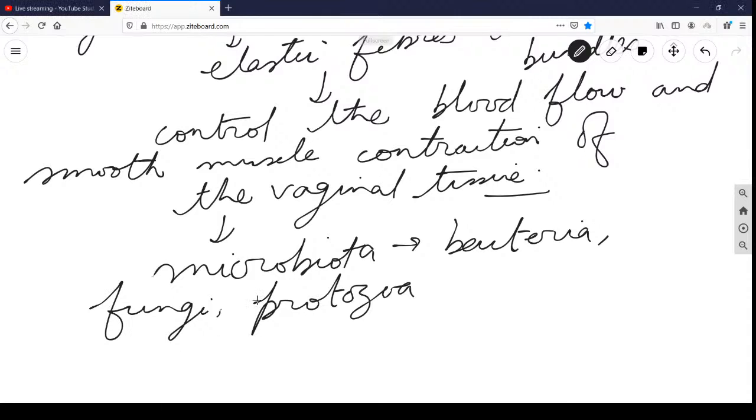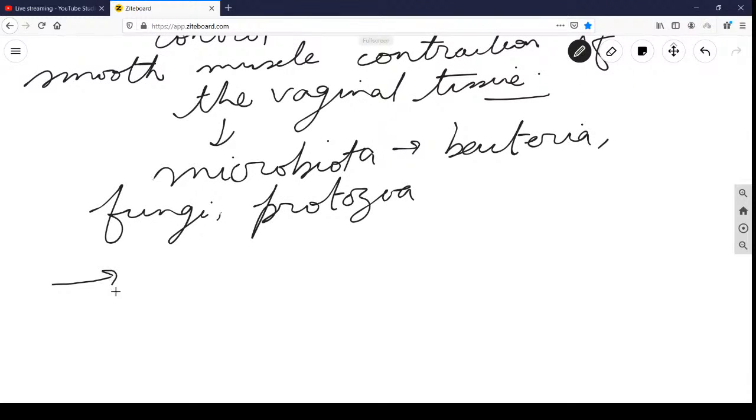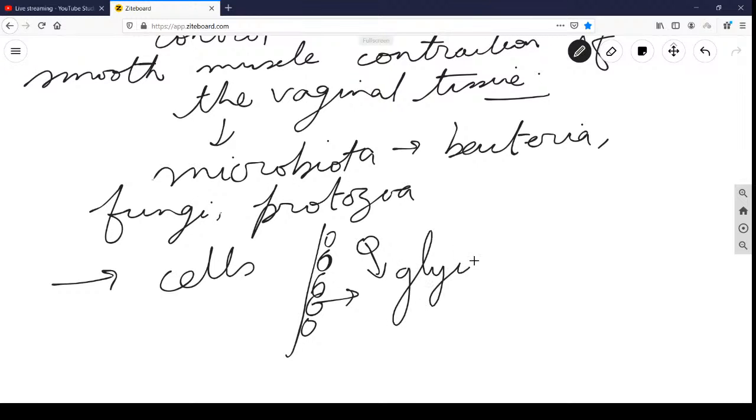This is the mechanism of the tunica mucosa. As the cells from the inner layer die and burst off, the glycogen is released. Certain bacteria present within the vagina then metabolize this glycogen to lactic acid, which makes the vaginal environment acidic.